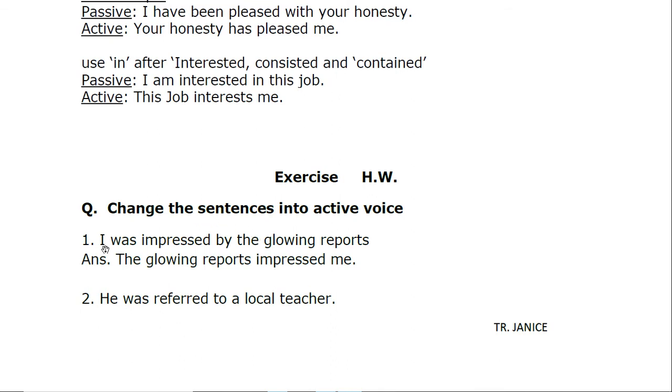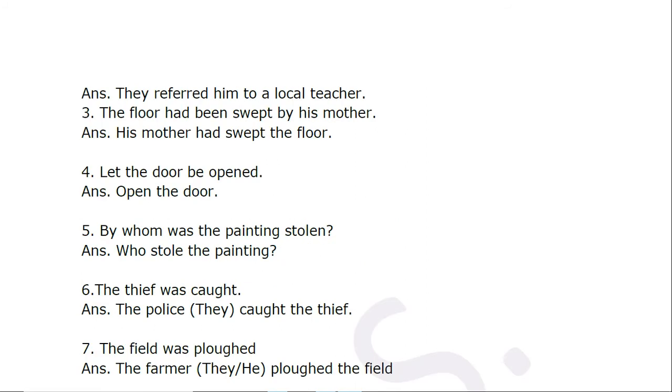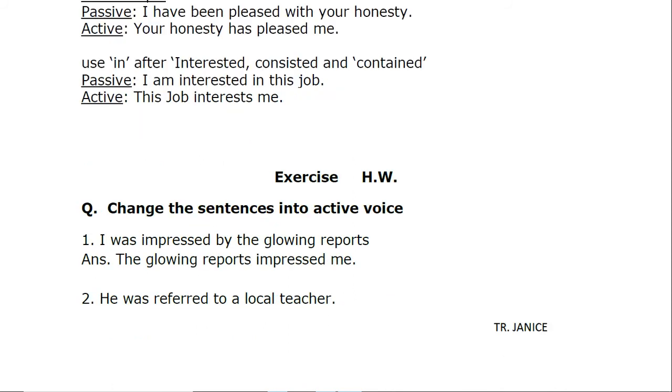Okay. Next, he was referred to a local teacher. So they referred, okay, here. Oh God, why is it separate? I would have kept it together. Okay, fine. He was referred to, I'll teach you here, then you see the answer. He was referred to a local teacher.